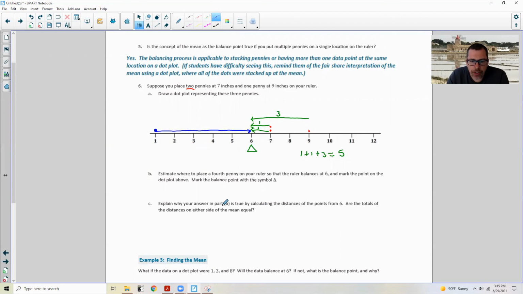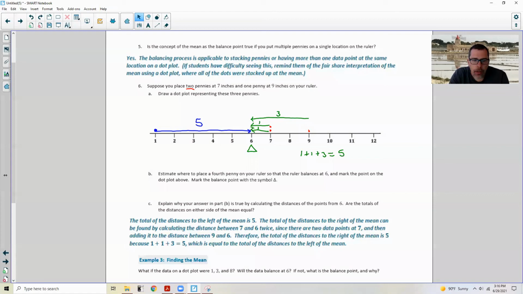So it says, explain why your answer in part B is true by calculating the distance of the points from 6. Are the totals of the distances on either side of the mean equal? And the answer is yes, because 3 plus 1 equals 5, and this is 5. So the total of the distances to the left of the mean is 5. The total of the distances to the right of the mean can be found by calculating the distance between 7 and 6 twice.